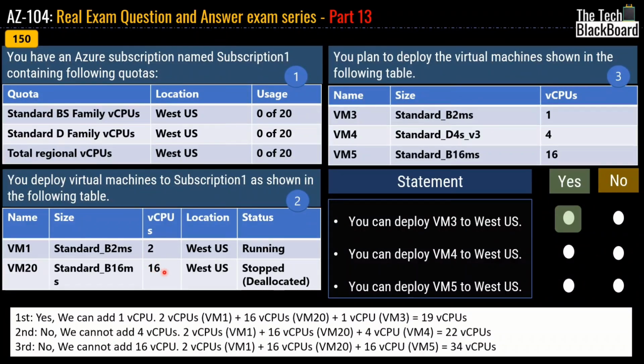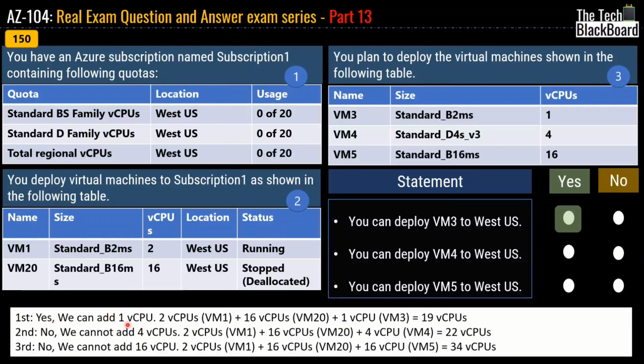Now, how many CPUs are already occupied? You can see 16 plus 2, so we have already occupied 18 CPUs. And what's the maximum limit? The maximum limit is 20. And how much do we have to deploy now? We have to deploy virtual machine 3 with 1 CPU. So you can see that we have chosen yes as an answer.